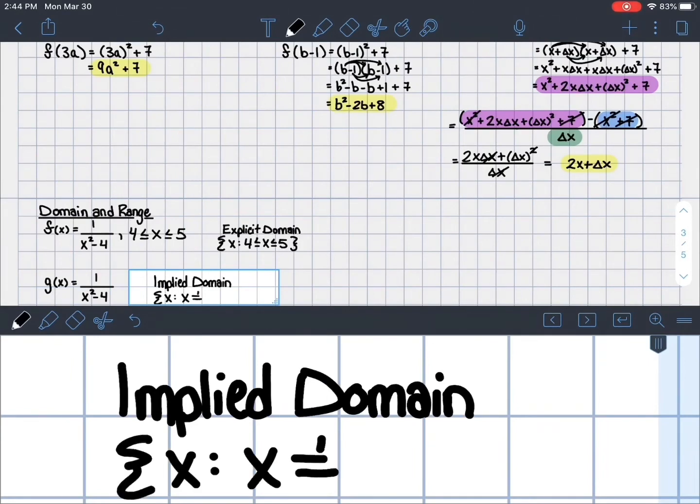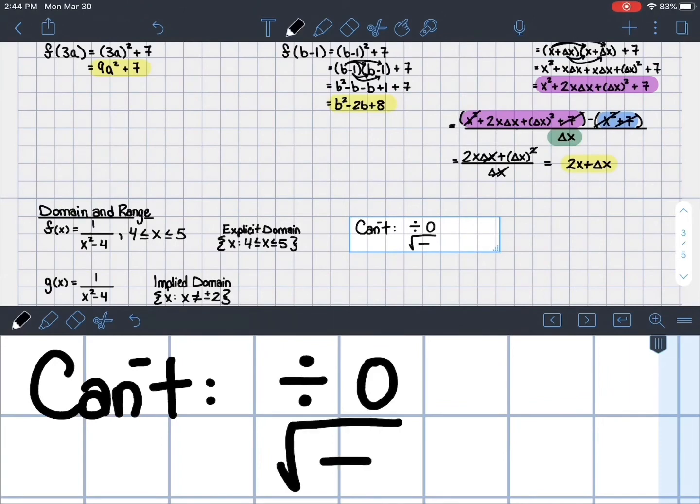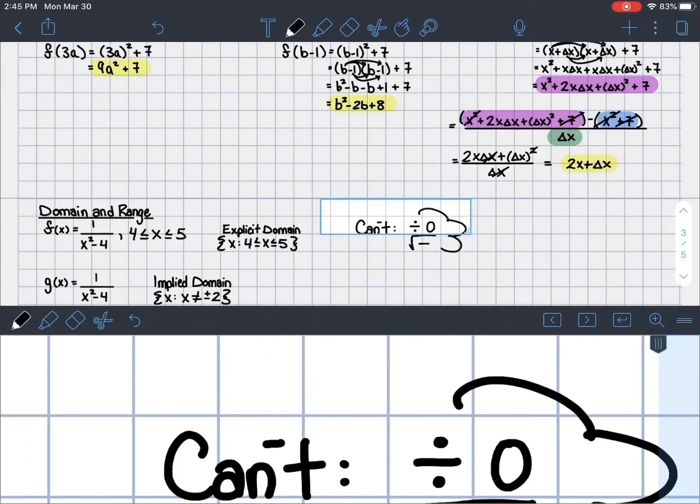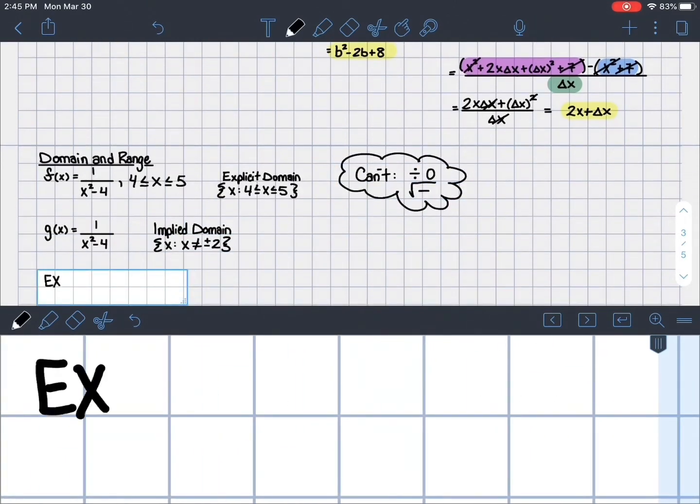We are not given the domain, so there's an implied domain. And in fact, that's going to be that x cannot be plus or minus 2, because there's only two rules. You can't divide by 0, and you can't take the square root of a negative. Don't forget those two rules for domain and range.